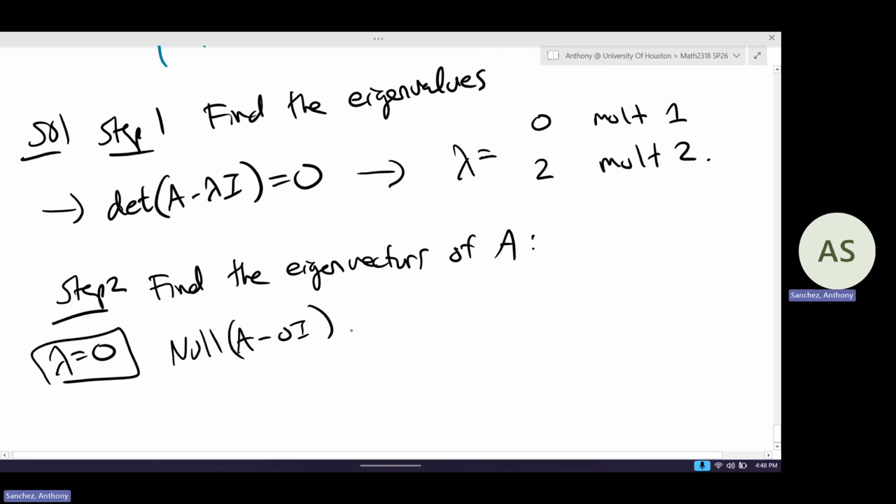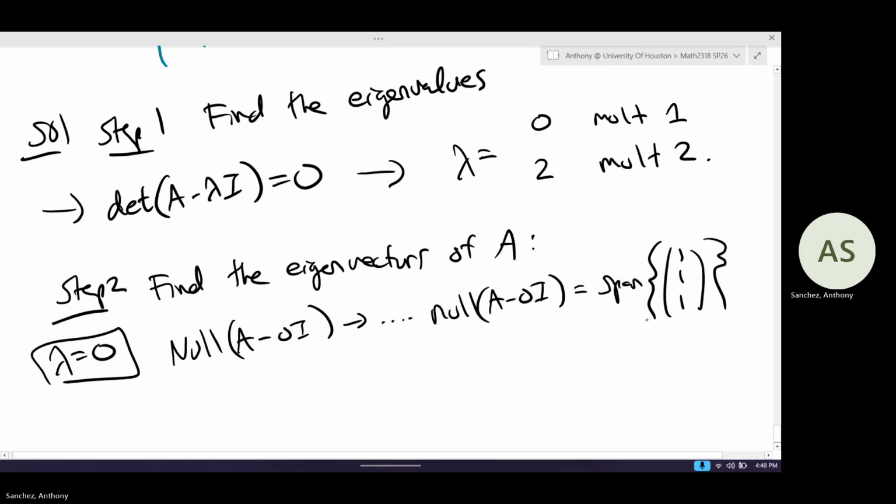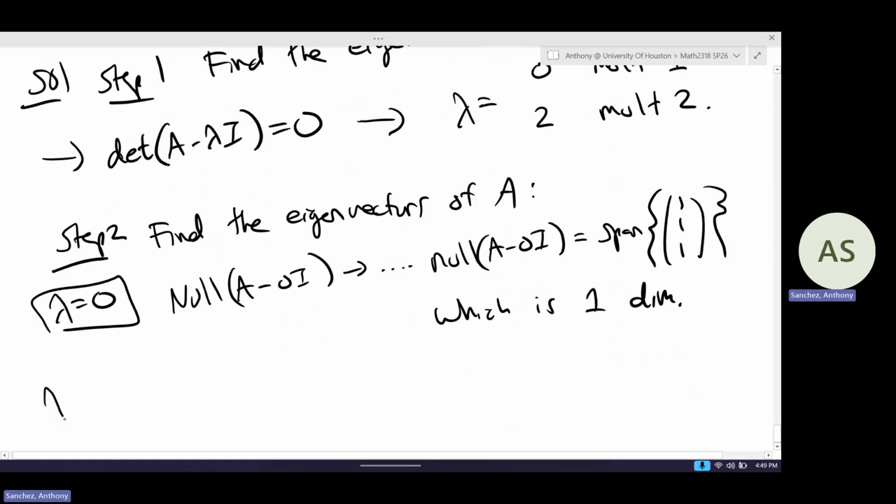And then when you do the work of this, you're going to see that the null space of A minus 0I is just going to be the span of (1, 1, 1), which is one-dimensional. So in particular, the multiplicity of lambda equals 0 is 1, and the dimension of the eigenspace is 1. So they're equal, and so there's a chance that this is diagonalizable.